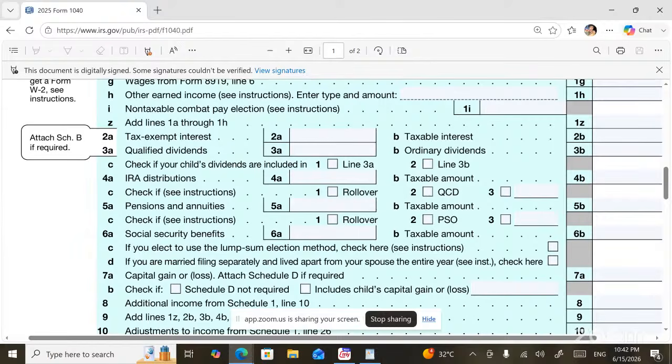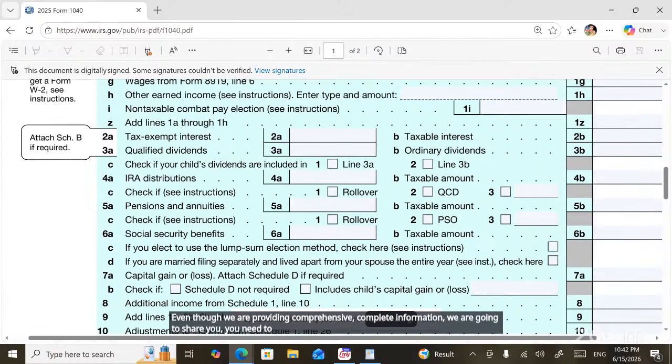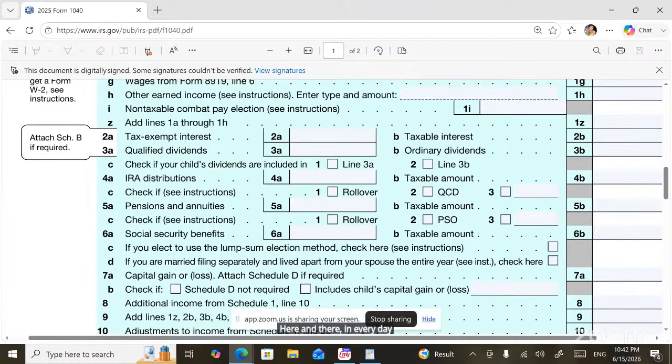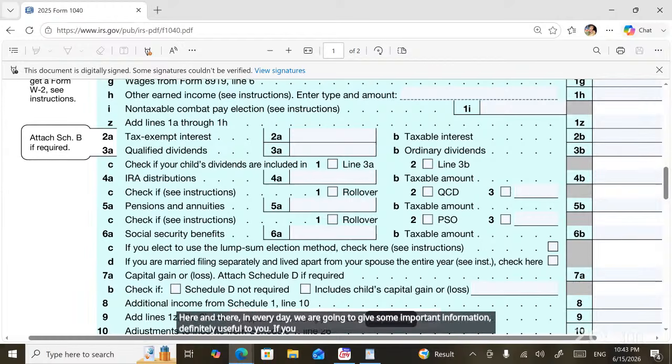All of a sudden I am referring to schedule number 3. You don't know what is schedule number 3. We don't know what is schedule B. So first let me give that list. Please note it down after my class. I am requesting every student to maintain one notebook. Even though we are providing complete, comprehensive information, you need to maintain some running notes. Here and there, every day, we are going to give some important information, which will definitely be useful to you if you are maintaining those notes.